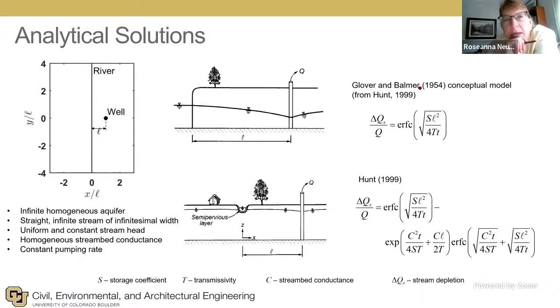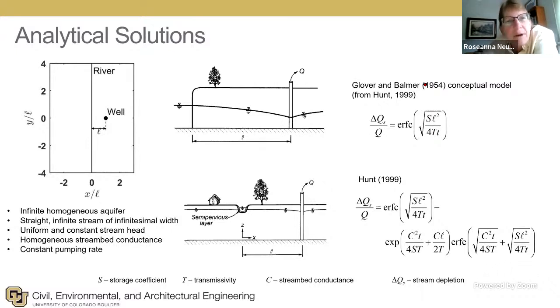The Glover-Balmer solution at the top is the most simplified version of the aquifer-river system that you could imagine. On the left, I'm showing the plan view. The river runs straight in the direction of the y-axis, from infinity to negative infinity. There's a well that's a distance L from the river, and the picture in the middle at the top is showing the side view of that.